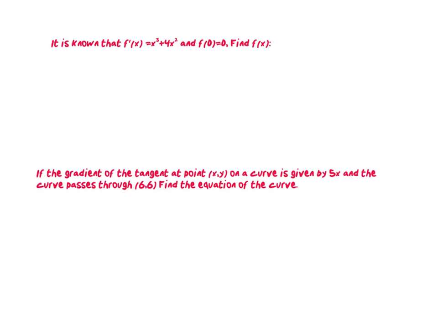Okay, in this question, it is known that f dash of x is x cubed plus 4x squared. So that this is just another way of writing dy/dx. So we know the derivative, and they've told me that when x is 0, y is 0, so they've pretty much given me a point there. And they're asking me to find y equals, or the rule, f of x. So we're going to go about it by using the antiderivative.